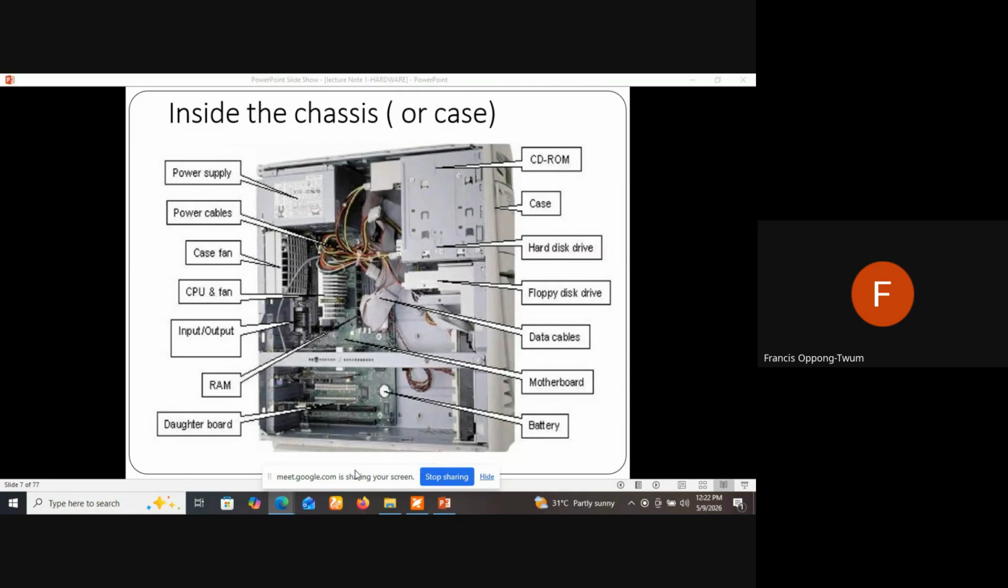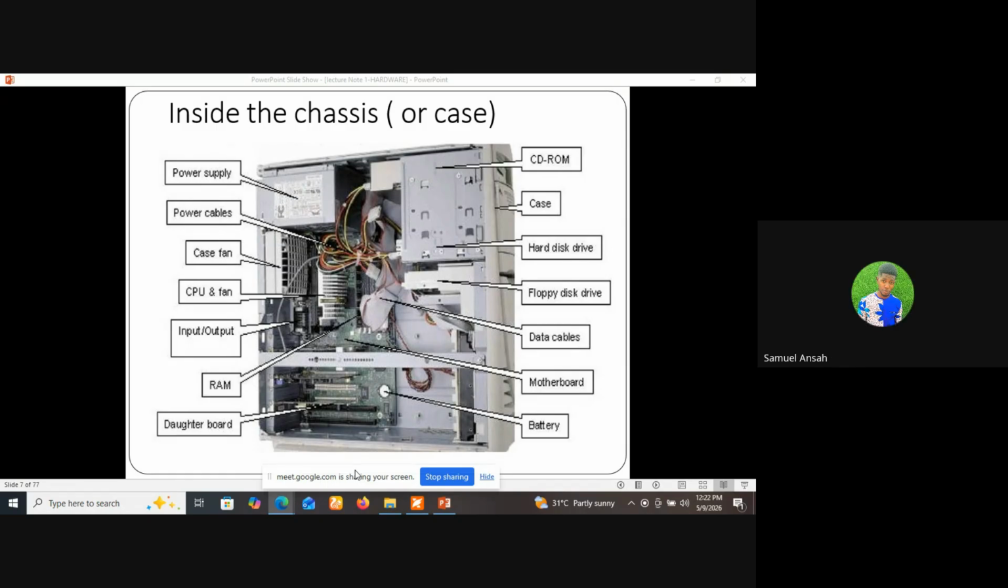Yes. What else? Whatever you can see, just tell us. Inputs or outputs? You can see the input or output. Okay. What else? I can also see the motherboard. The motherboard, yes, that is true. That's the motherboard in the system unit. What else can you also see?